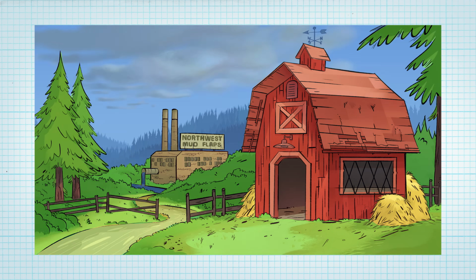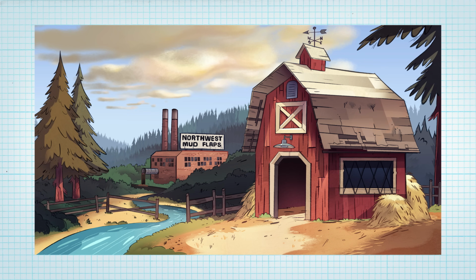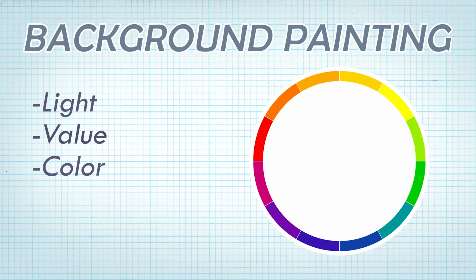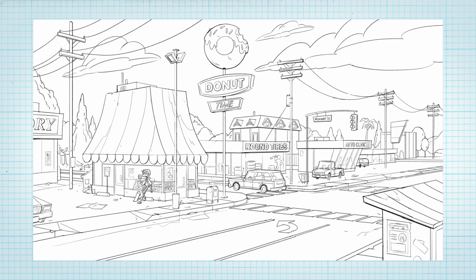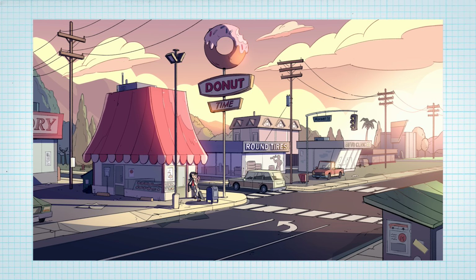You might think that painting backgrounds is easy. Green for grass, blue for sky, but the truth is much more complicated. In this video, we're going to teach you the basics of light, value, color, and atmosphere, along with some practical tips for painting backgrounds for TV animation in Photoshop.